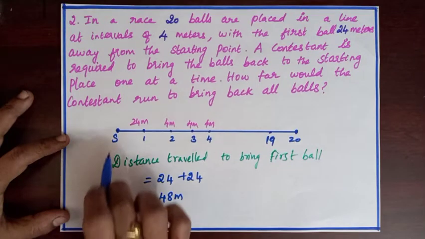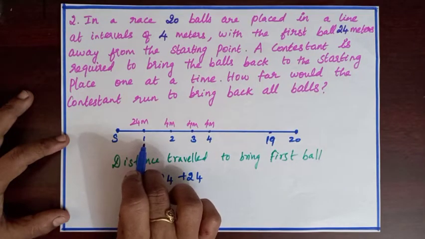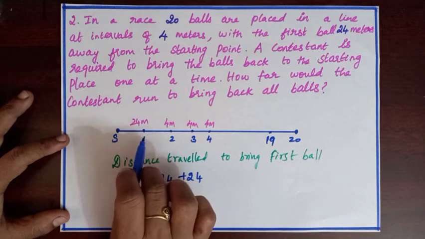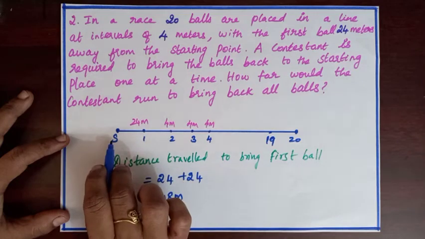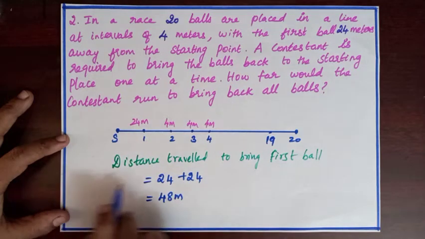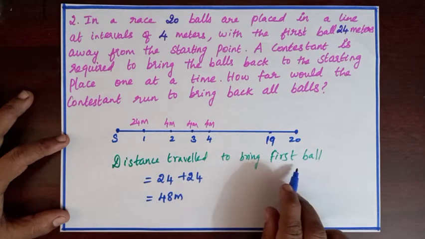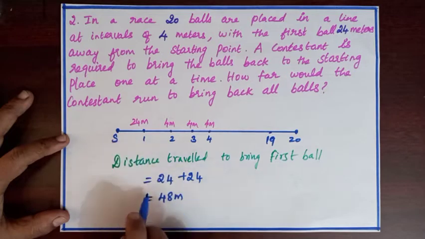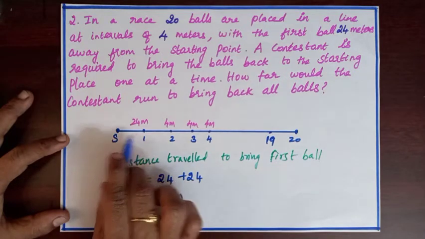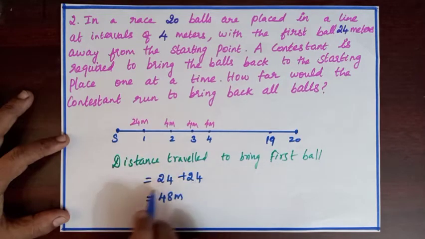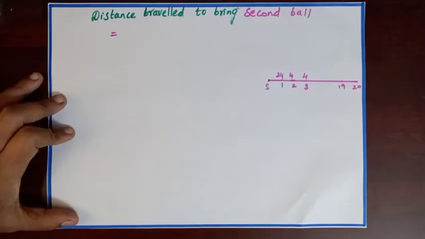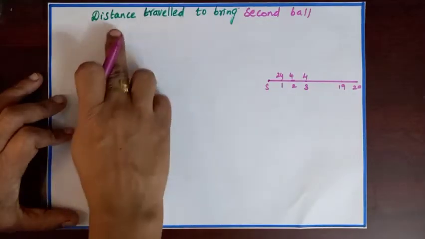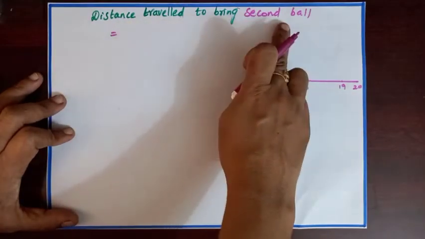Distance from the starting point to the first ball is 24 meters. But the contestant has to bring the balls back to the starting point. Therefore, the distance travelled to bring the first ball: from the starting point to the first ball is 24 meters. Again, he has to move to the starting point, so from the first ball to the starting point is also 24. 24 plus 24 is 48 meters.